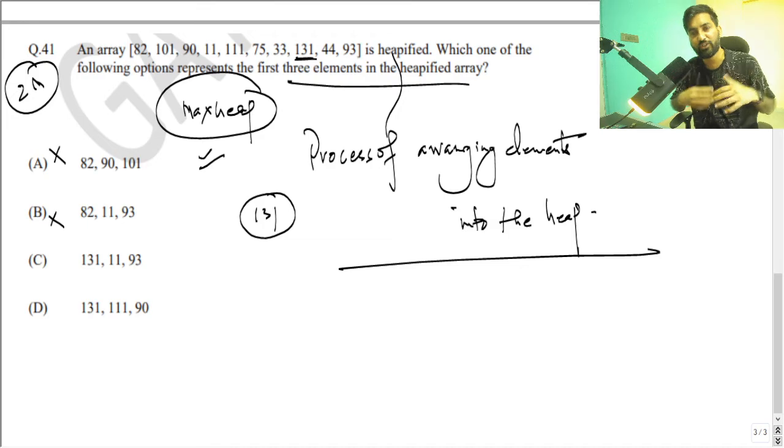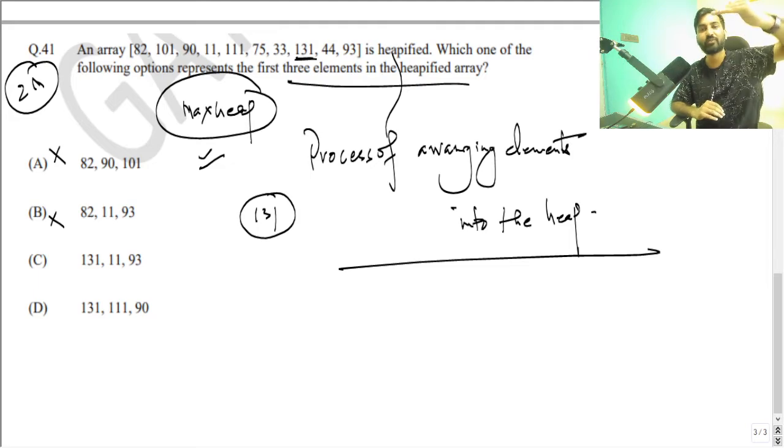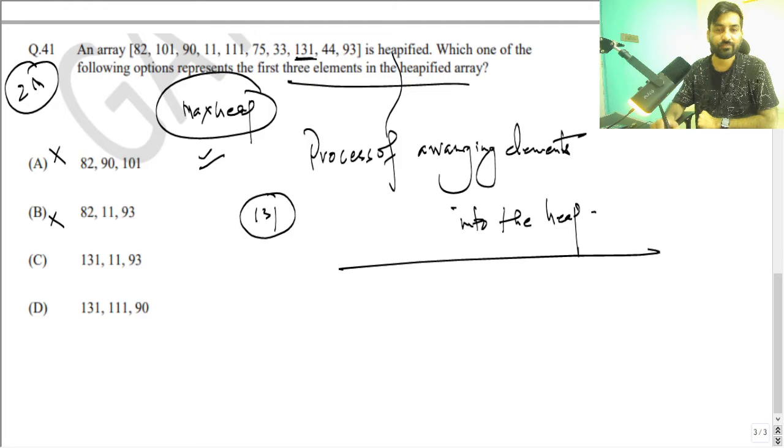So whenever you are solving a GATE computer science question, you can eliminate at least 2 options by concepts. So in case of max heap, the maximum value should be at the top level. And now you have to find the first 3 elements in the max heap, and they would be the largest 3 elements in the heapified array, right?